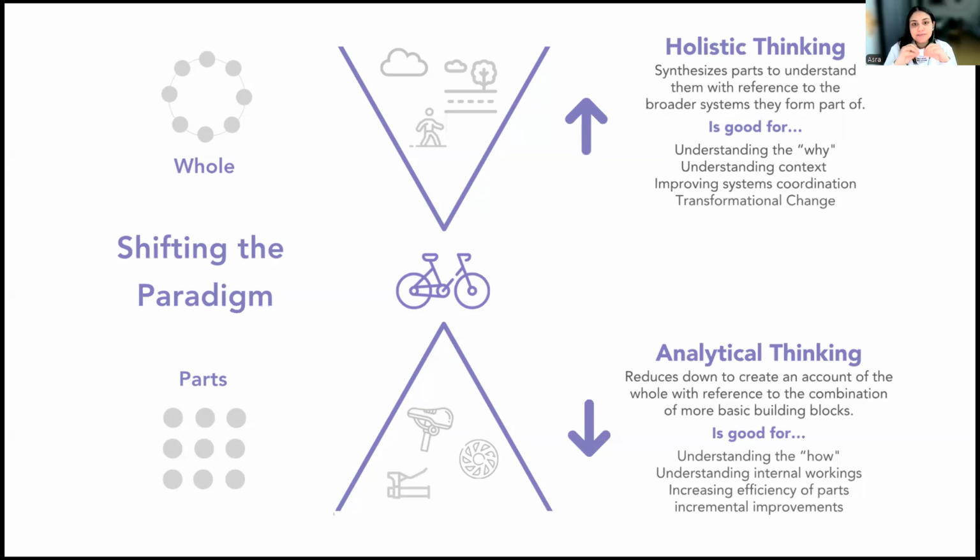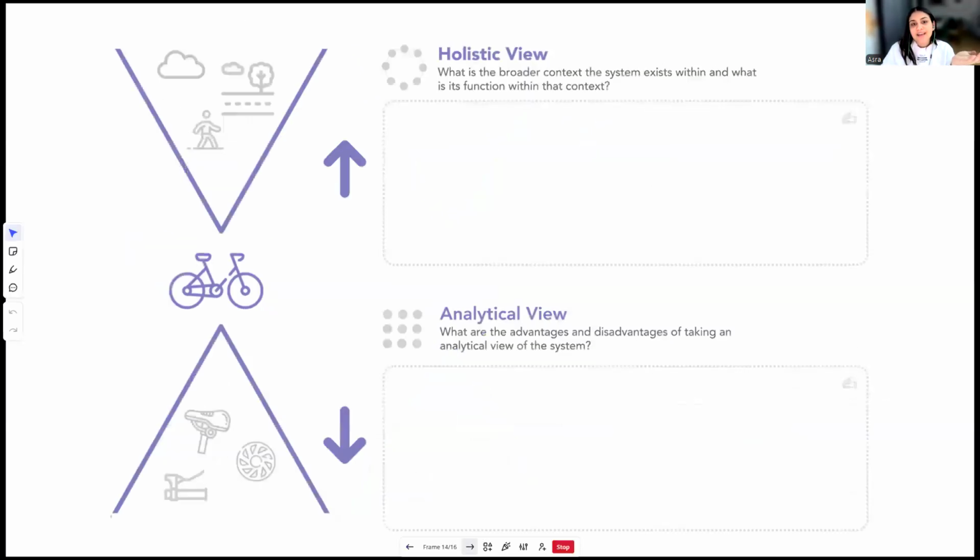It synthesizes parts to understand them in reference to the broader context that they form part of. It is good for understanding the why, understanding the context, improving systems coordination, and for transformational change. This is how the canvas looks.